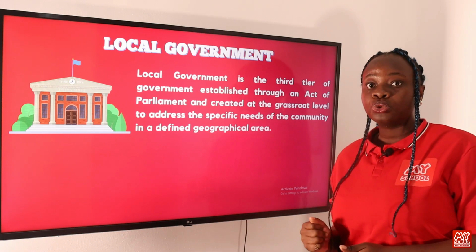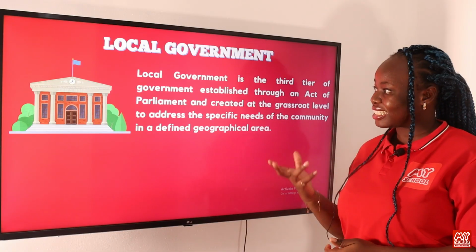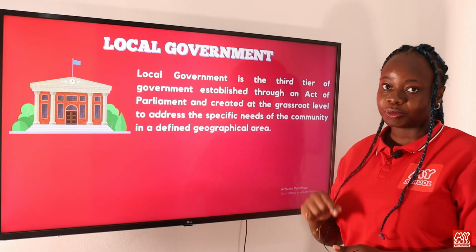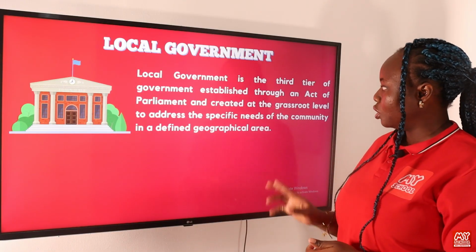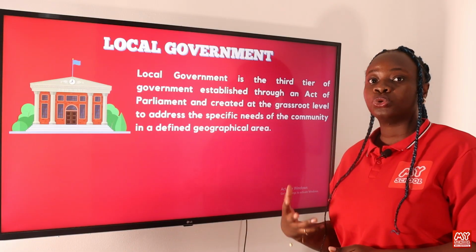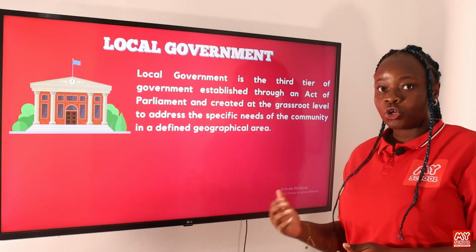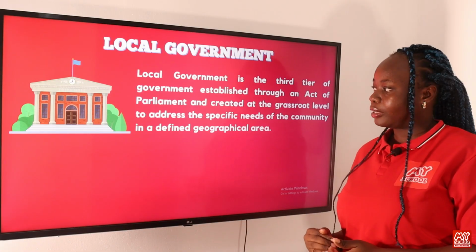Remember, it is through the legislature that the local government is brought into being. So it is established through an act of parliament that has been made by the legislative house. So it is created also at the grassroots level so that citizens can be able to address their needs at the grassroots level. They will be able to have a government very close to them.